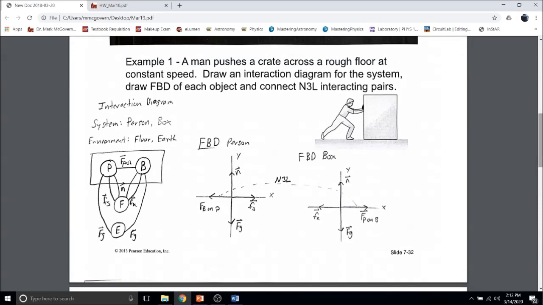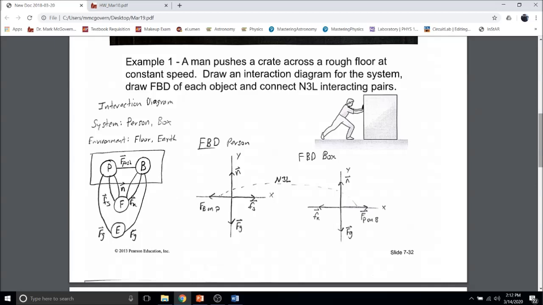I'm going to start off with my interaction diagram. So pay attention to the left side there. We have our system. We got a person, we got a box. Now, the environment is everything that is in contact with the things in the system. So the only things that are in contact with the system is the floor and the earth.